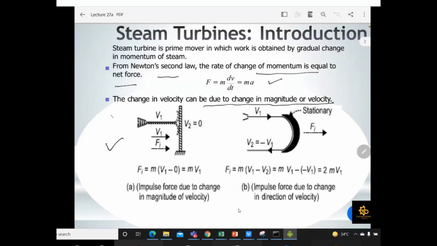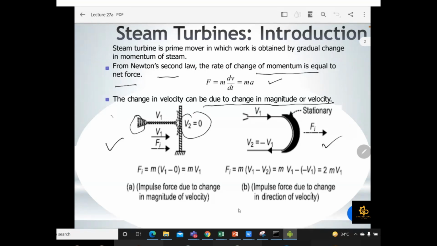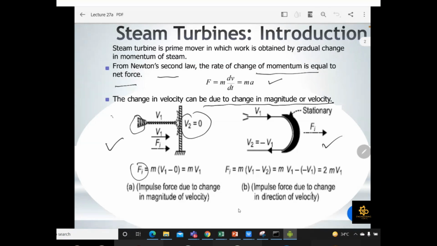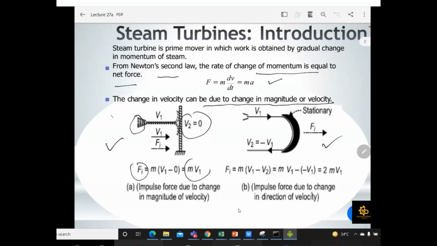Here there are two figures, figure A and figure B. In figure A, if you notice, there is a straight wall, and this is your nozzle. Steam is coming out of this nozzle, and at this wall, you can say, is the stagnation point, V2 is equal to 0. The force exerted by the steam coming towards this wall is basically the impulse force. I hope you already know the definition of impulse force.